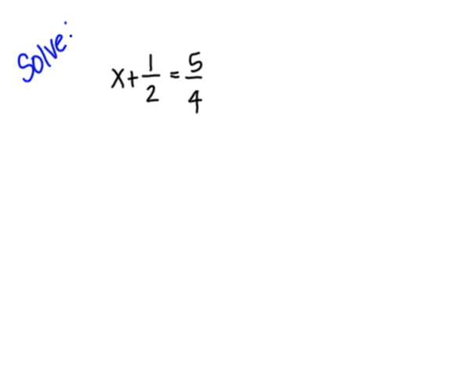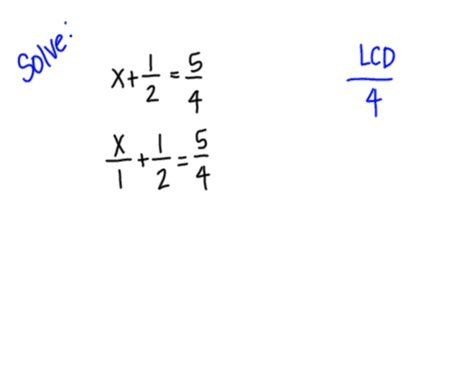If you don't like fractions though, you can cancel out the fractions by multiplying through by the common denominator. What I'm going to do first is go ahead and make this x into a fraction, putting x over 1. So x over 1 plus 1/2 would equal 5/4. My denominators are 1 and 2 and 4, so that means my common denominator is 4.